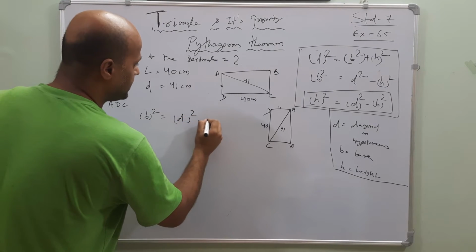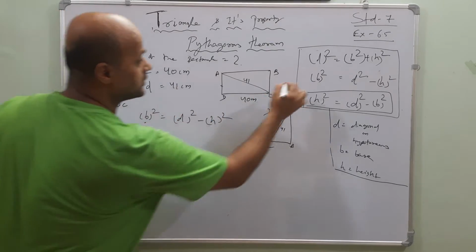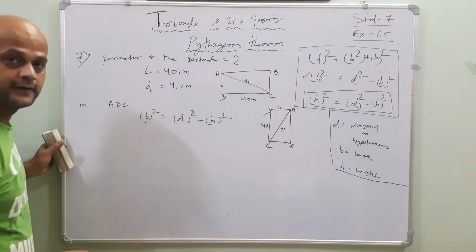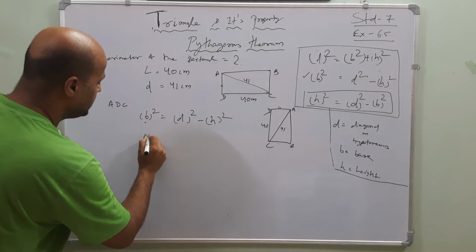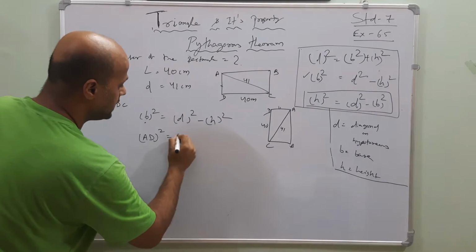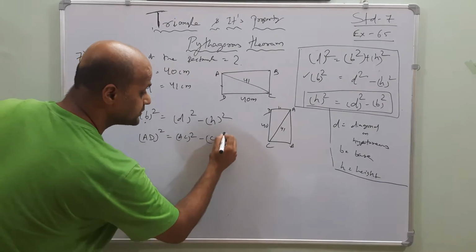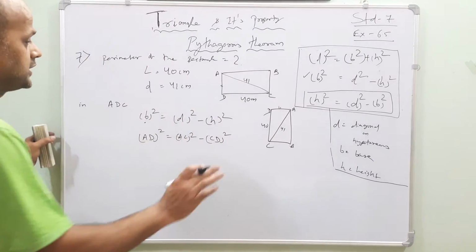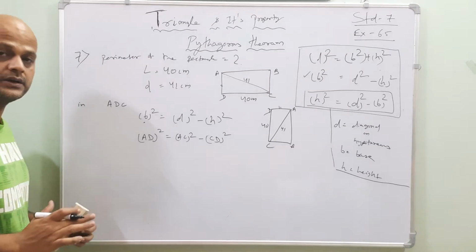Diagonal square minus height square. Here it is, there or not? This one. Okay? Understood? Now b square is which one? That is AD square is equal to AC square minus which one? CD square. Like this manner you have to write it. Okay? First put the formula, then apply it in the question.